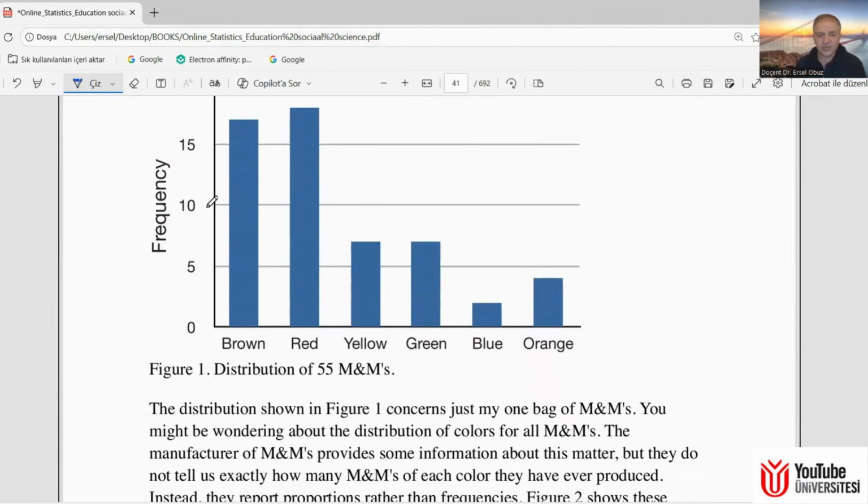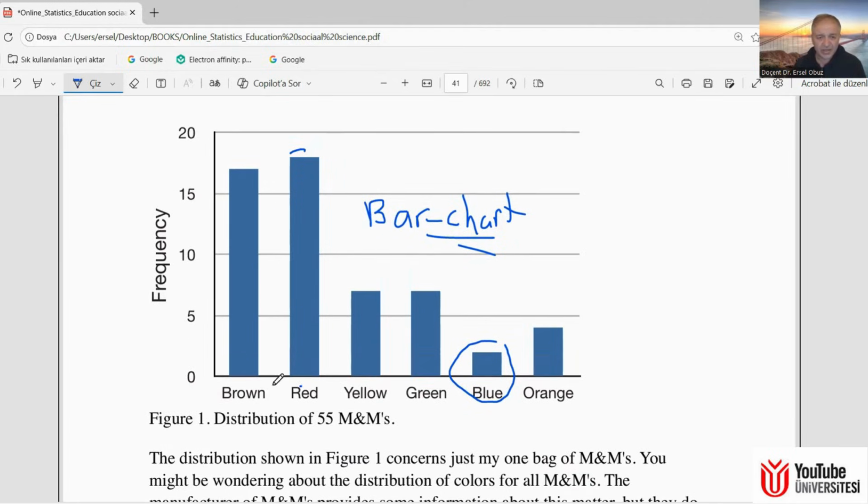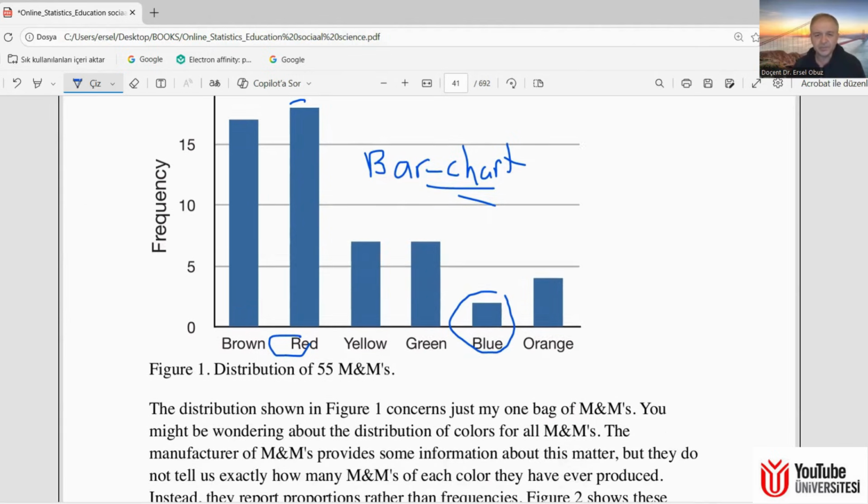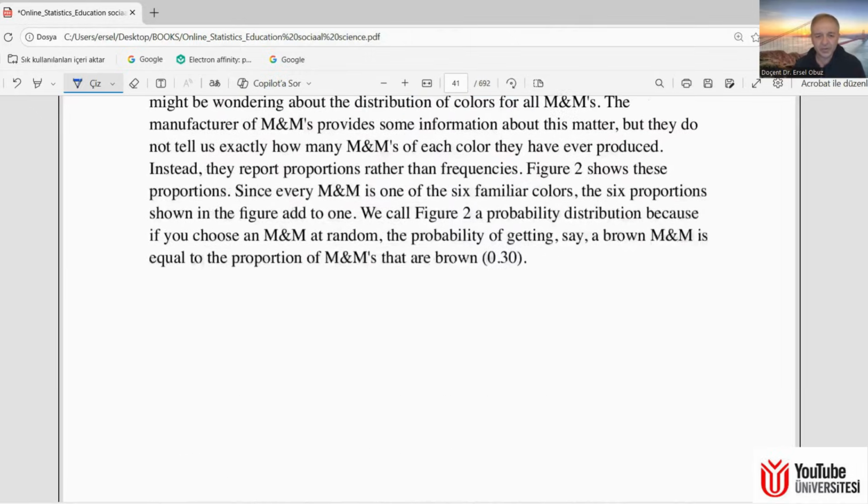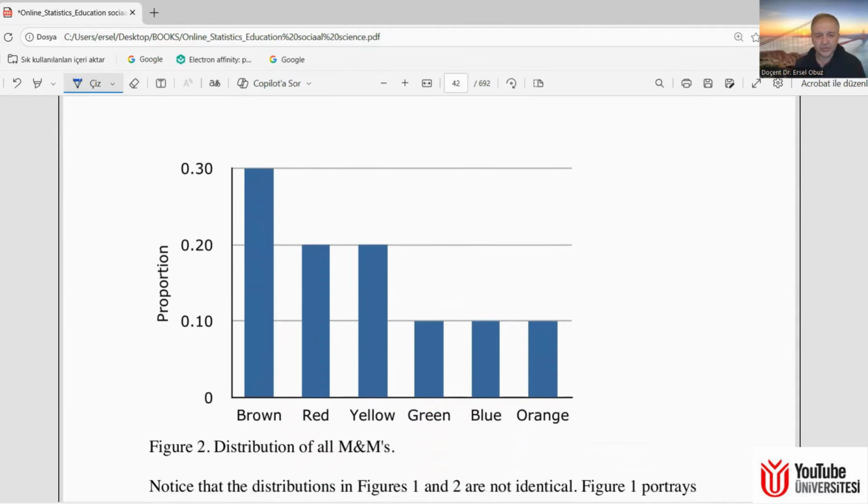We can also have frequency distribution like this. This is called bar chart. Okay. We will get to these concepts later. Brown, red, yellow, green, blue, and orange. And then with this bar chart, as you can clearly see, you have the least number for blue M&Ms. And then you have red M&Ms. They have the maximum number. Okay. This is their distribution.